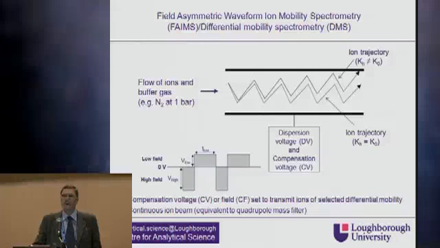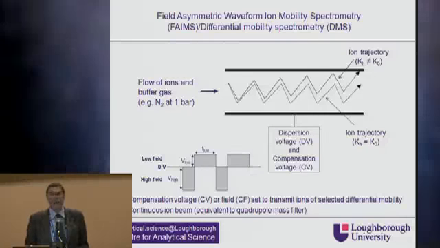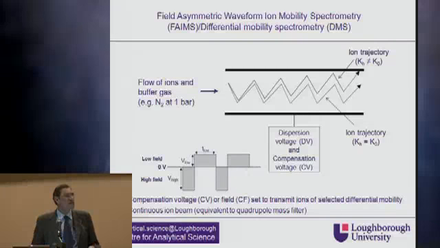And the waveform is arranged so that the ion will oscillate up and down between the electrodes and be transported in the buffer gas through the electrodes and be detected. But that only happens if the ion trajectory is such that it's defined by there being no difference in the mobility of an ion under low and high field conditions.